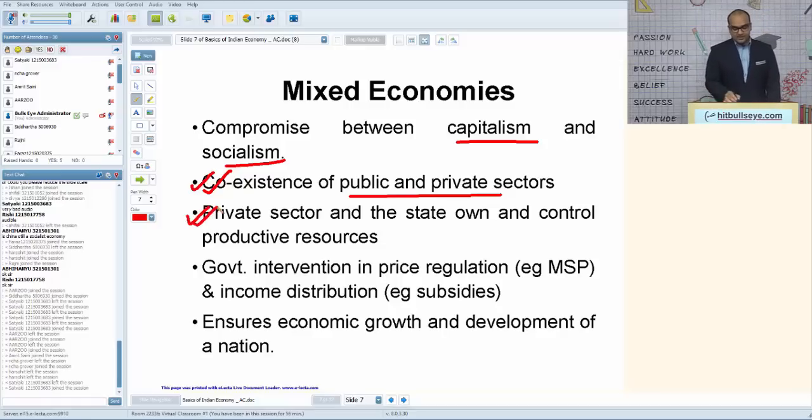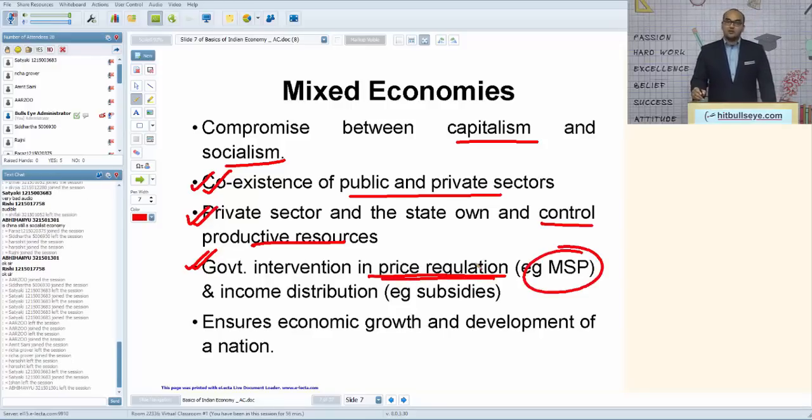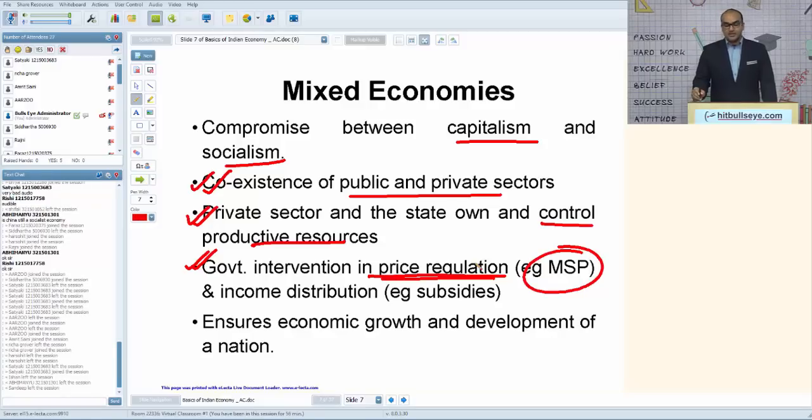Now, as far as productive resources are concerned, the same resources that we talked about earlier, both the private sector and the state own them. The government tries to intervene in the least possible manner in the functioning of the private sector. However, in certain special cases, certain critical areas, the government does intervene. For example, price regulation. The example that we can speak about here is the concept of MSP, that is minimum support price.